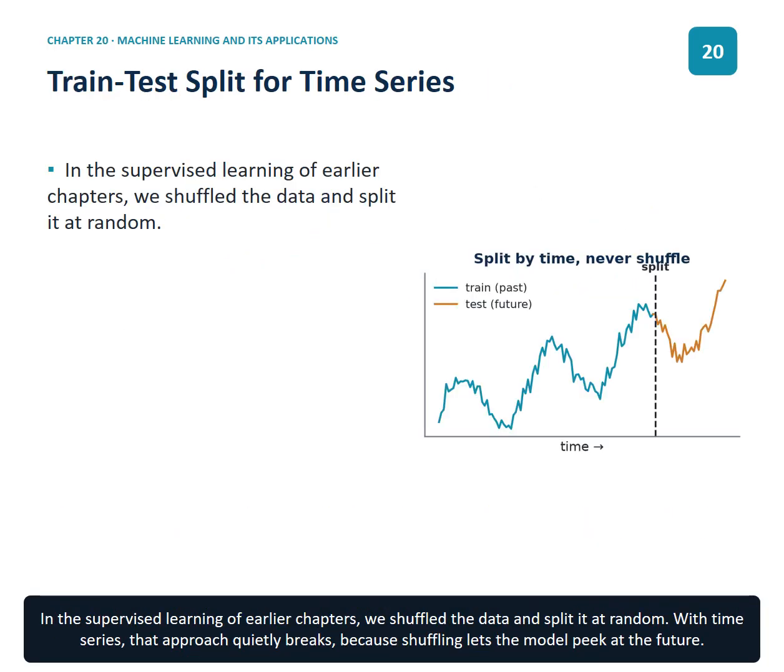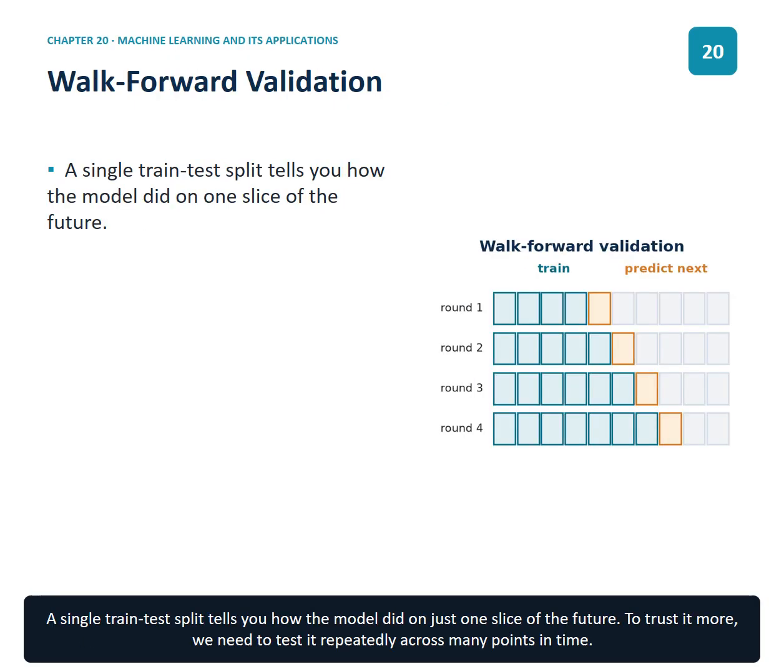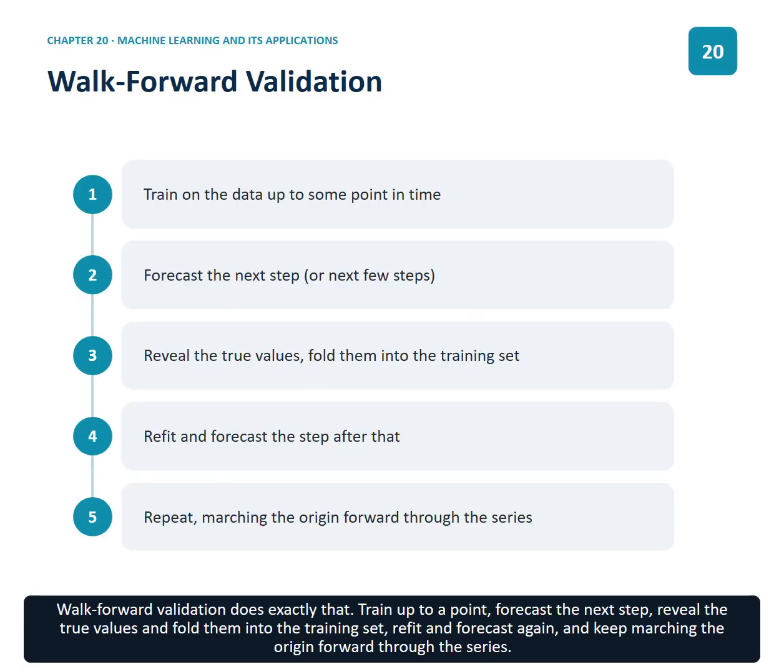In the supervised learning of earlier chapters, we shuffled the data and split it at random. With time series, that approach quietly breaks because shuffling lets the model peek at the future. A single train test split tells you how the model did on just one slice of the future. To trust it more, we need to test it repeatedly across many points in time. Walk-forward validation does exactly that.